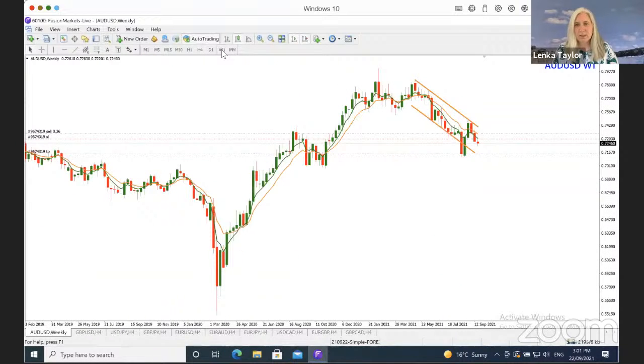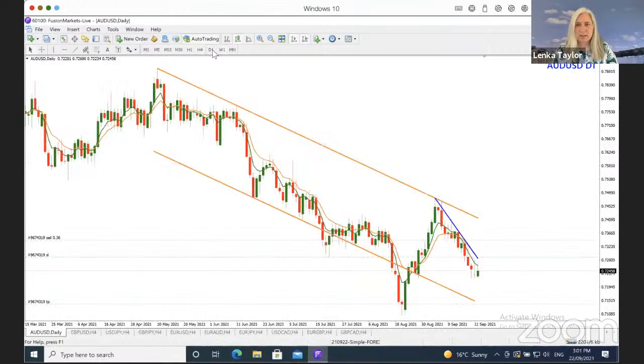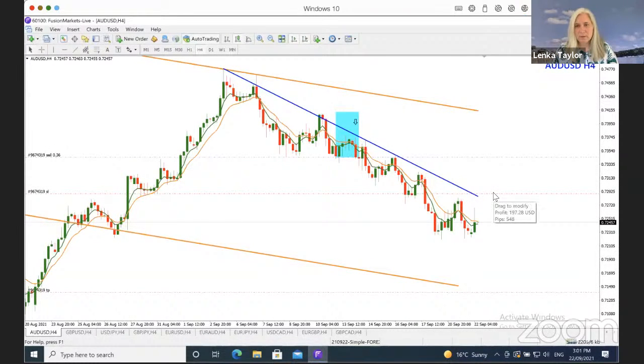So looking at the weekly, this is what it looks like. I'm staying in the trade at the moment. We have the stop loss currently here at around 1-to-1, and the final profit target is 1-to-3, which looks pretty good, at the bottom of the channel. So I'm going to leave that there.